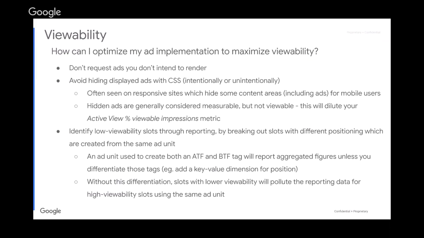You can identify low viewability slots through reporting by breaking out the slots with different positioning, which are created from the same ad unit. So for example, if an ad unit is used to create both an above the fold and a below the fold tag, it will report aggregated figures unless you can differentiate those tags. So for example, adding a key value dimension for the position. Without this differentiation, the slots with lower viewability will pollute the reporting data for high viewability slots using the same ad unit, and you just won't be able to tell the difference.